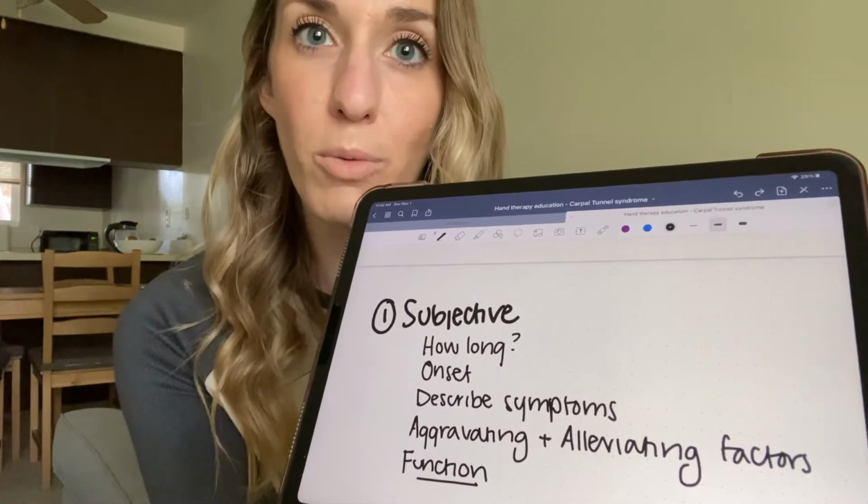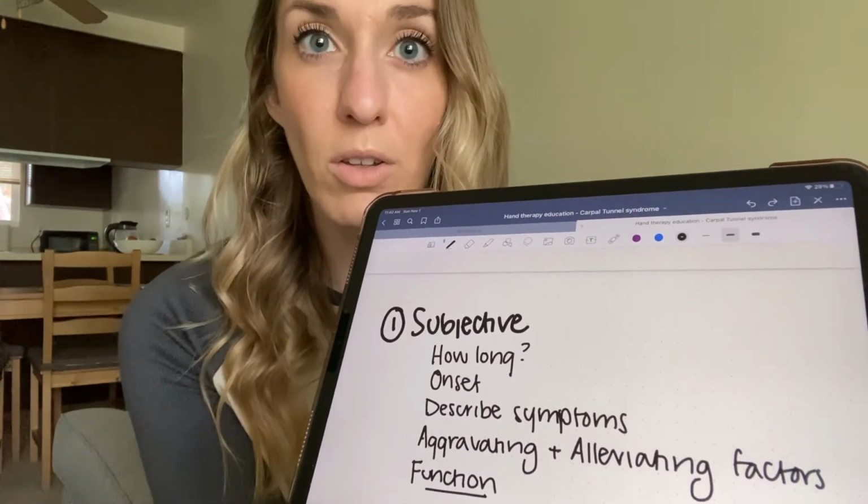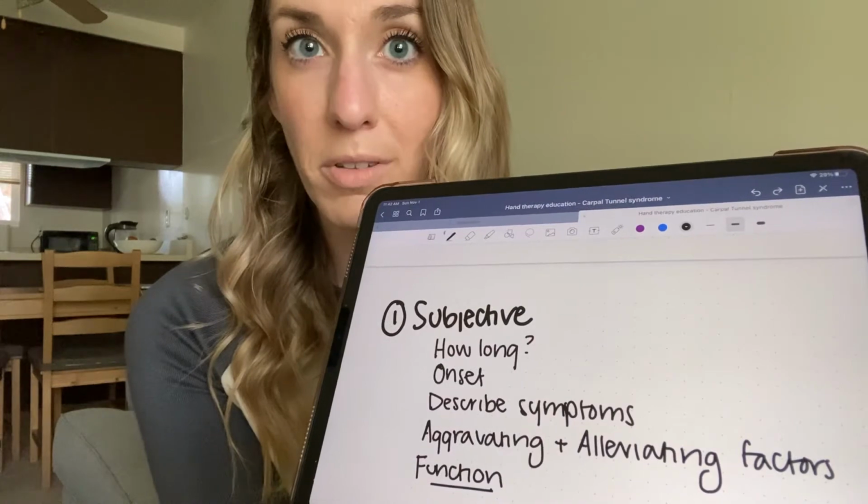Tell me about what a day-to-day routine looks like for you, and are you able to still do these activities. Try to get as much information from them as you can. You can start to develop your clinical picture from there and start to form some ideas of where you might need to do your objective testing.